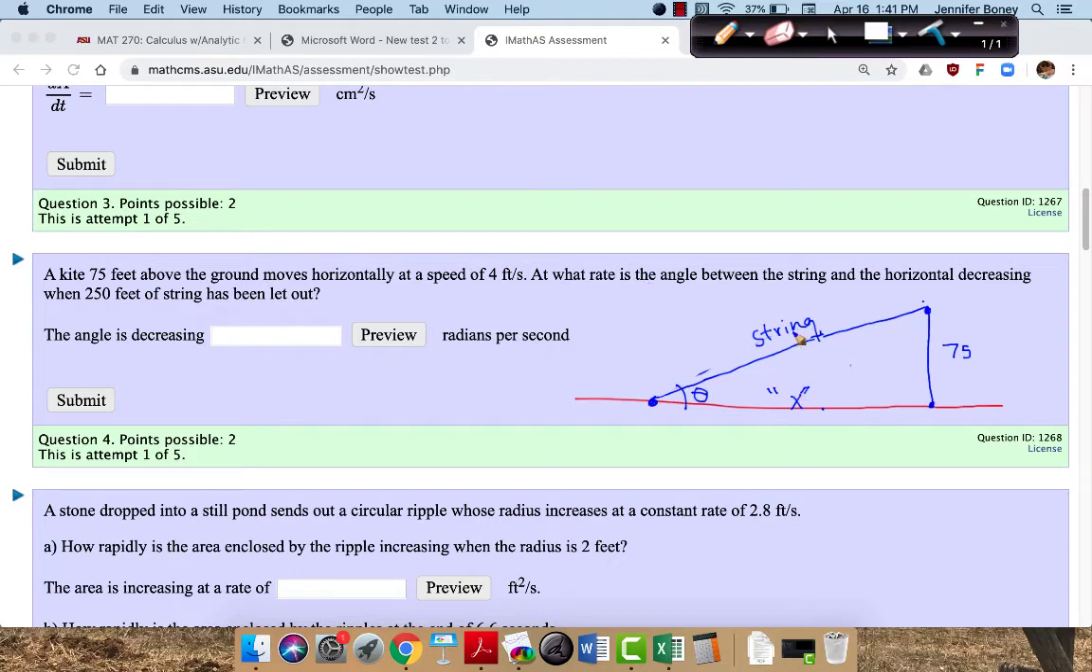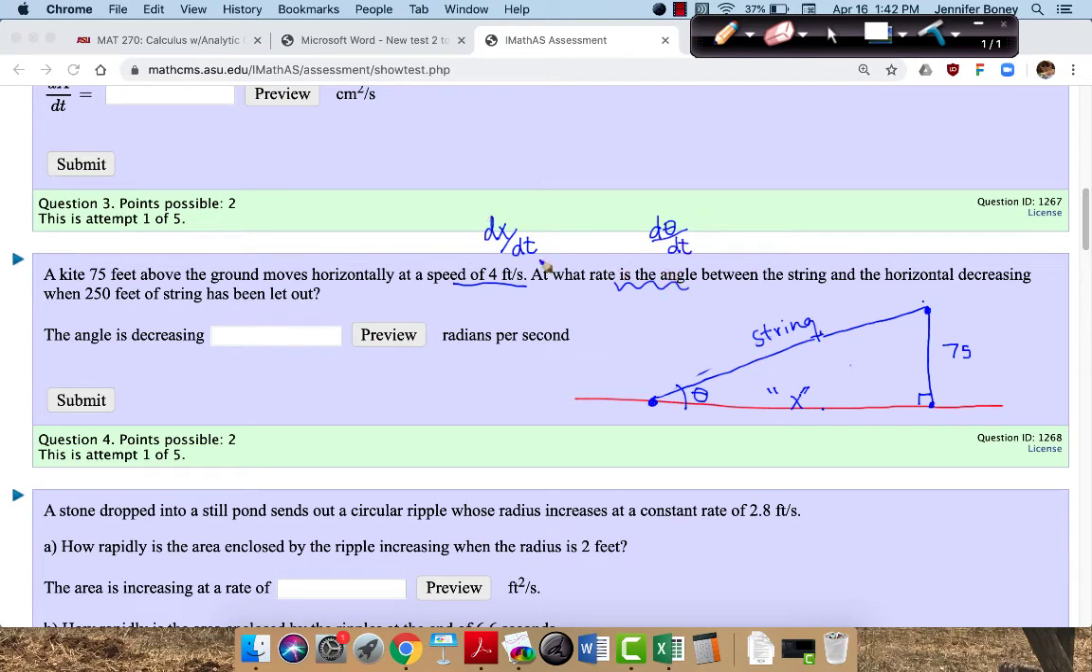So although I could relate the length of the string and X and 75 with Pythagorean theorem, I can't relate this angle if I just use Pythagorean theorem. So the underlying quantities that I want to relate need to involve theta, so that when I take a derivative, I have a rate of change of this angle. I have a rate for my horizontal speed. In my diagram, this would be dx dt, the rate of change of this thing I have labeled as x. And I need to find the rate of the angle, find d theta dt.